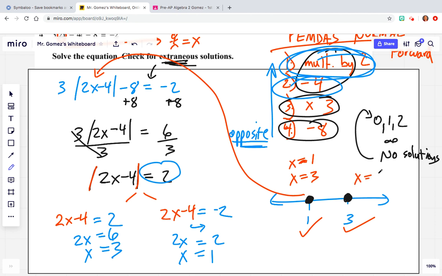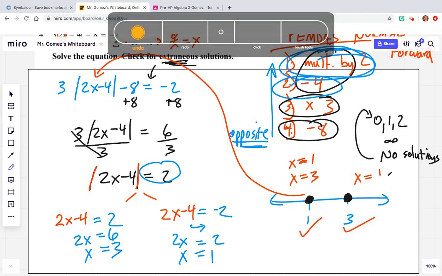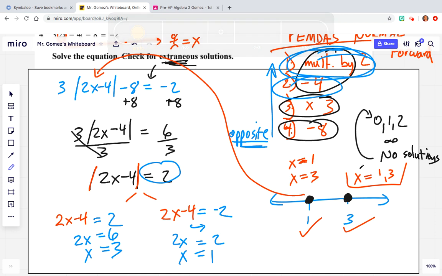If you want to write it like this, 1 comma 3, that's fine too. Again, this is not a disjunction or a conjunction because there's no shading going on, but it would be both answers that you list out.